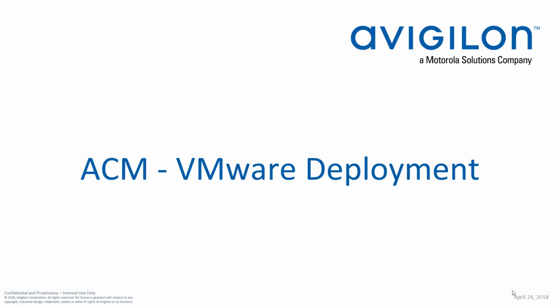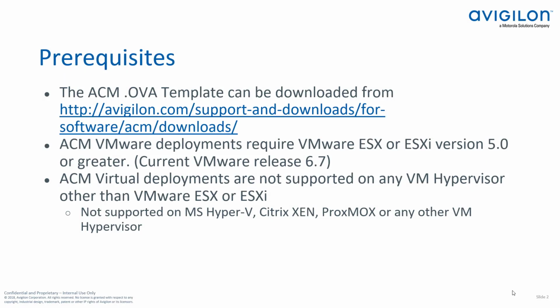In this video, we're going to be covering deploying an Avigilon Access Control Manager in a VMware environment. Some important prerequisites to know and understand before deploying ACM inside VMware. ACM is deployed in VMware using a pre-built OVA template, which can be downloaded from the avigilon.com website.